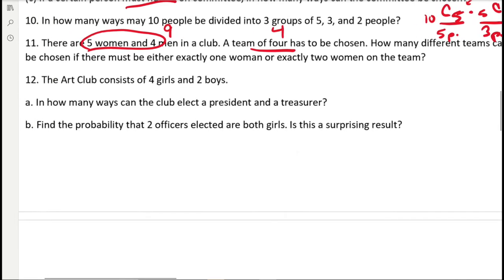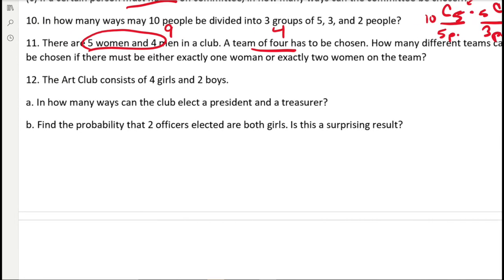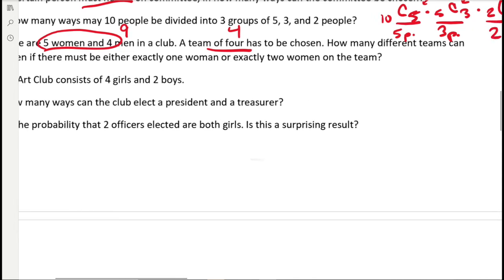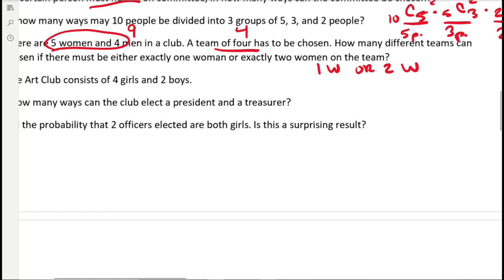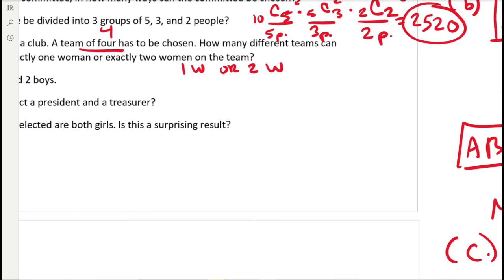How many different teams can be chosen if there must be exactly one woman or exactly 2 women on the team? Okay. So there has to be exactly one woman or 2 women. So we have 2 different calculations that we need to do here, right? Let's do the one with the one woman first.